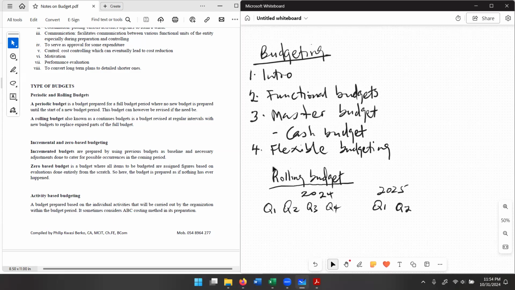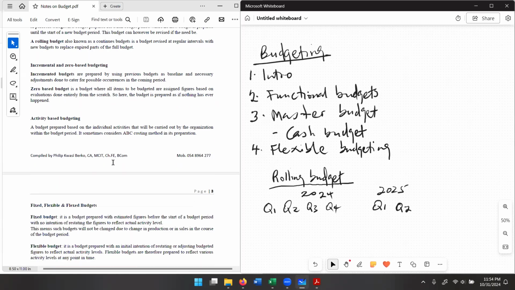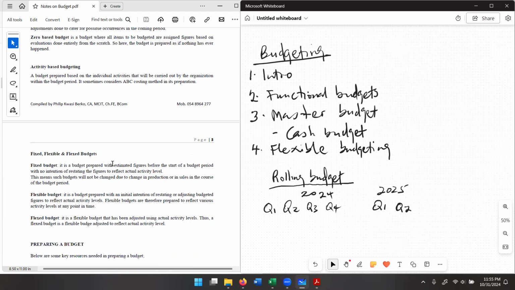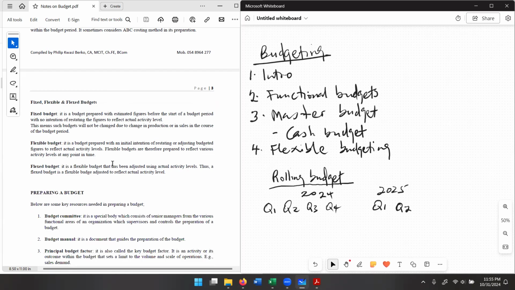The opposite is the zero-based budget, where we prepare a budget from scratch with no budget being used as a base. So we prepare an entirely new budget with all the necessary entirely new assumptions. See that? All right. Activity-based budgeting, when we prepare our budget based on the activities undertaken by the organization. As for flexible budgets, fixed budgets, we will look at that later when we get to flexible budgeting as a topic.